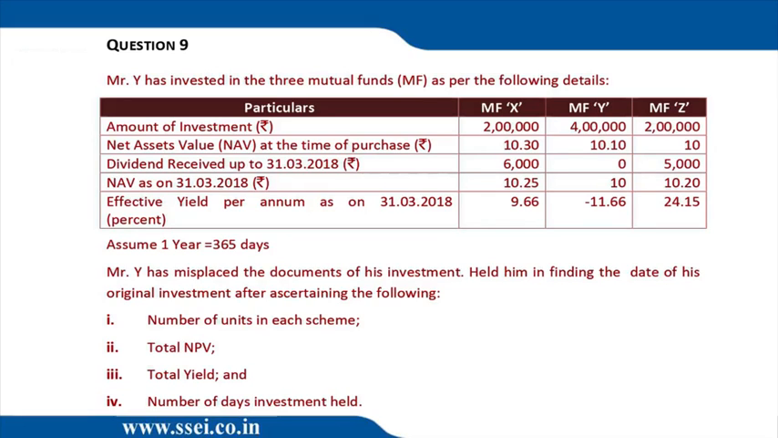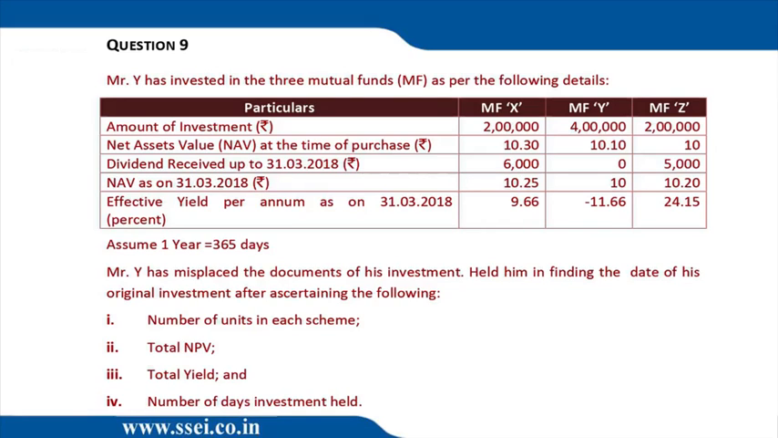Now, there are 3 schemes X, Y and Z. We are given the amount of investment: 2 lakh, 4 lakh, 2 lakh. NAV is given at the time of purchase. So if you divide the investment amount by NAV, you will get the number of units: 2 lakh by 10.3, 4 lakh by 10.1, 2 lakh by 10. So the first question, the number of units in each scheme, is a gift, because it is 2 lakh divided by 10.3, 4 lakh by 10 and 2 lakh divided by 10.2.